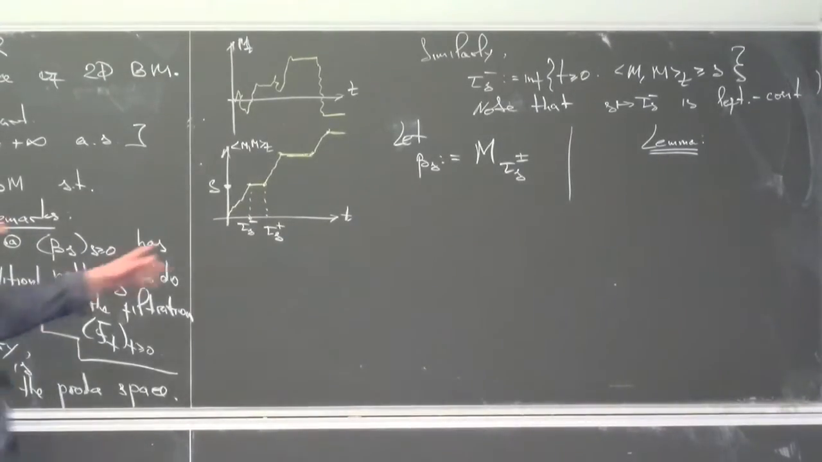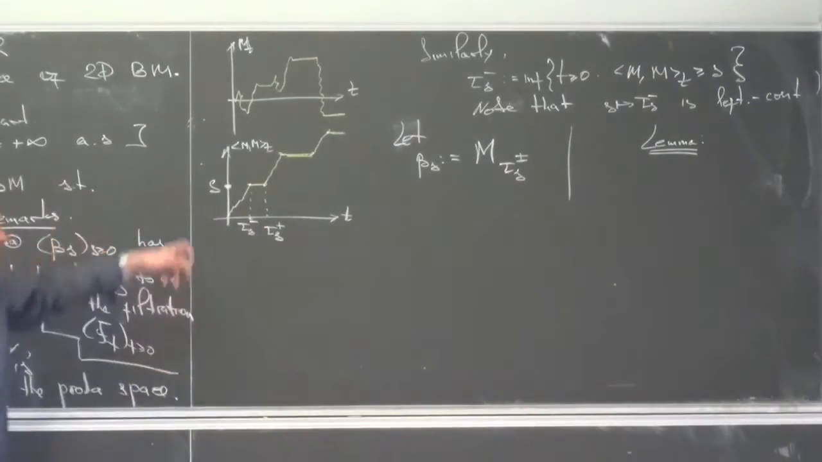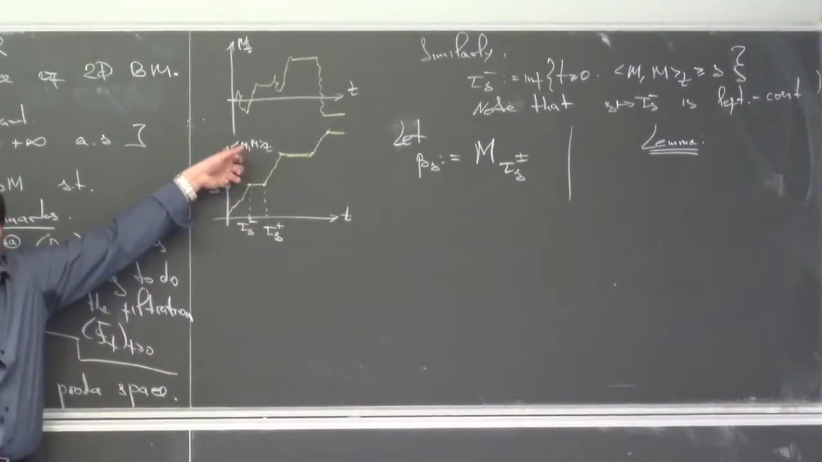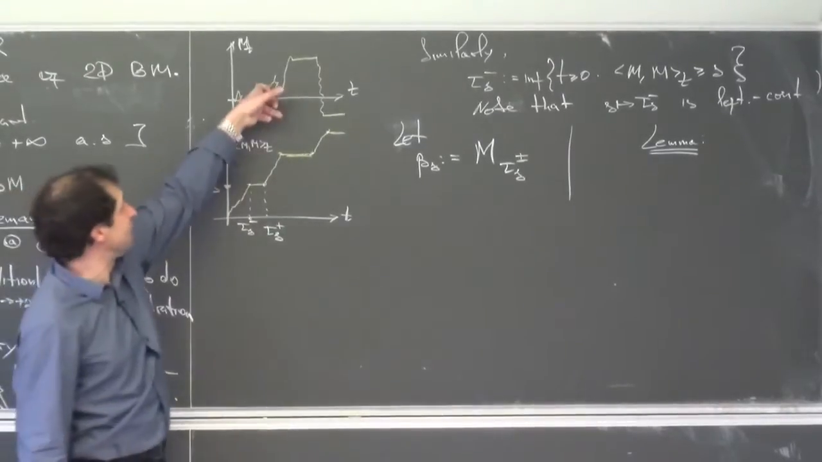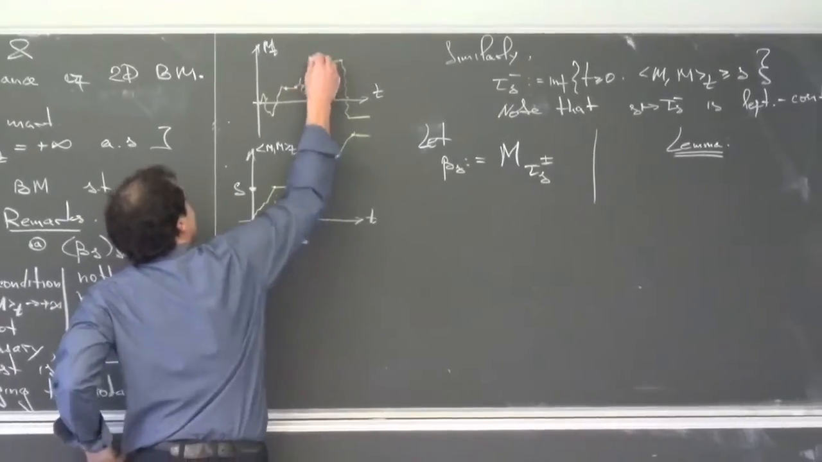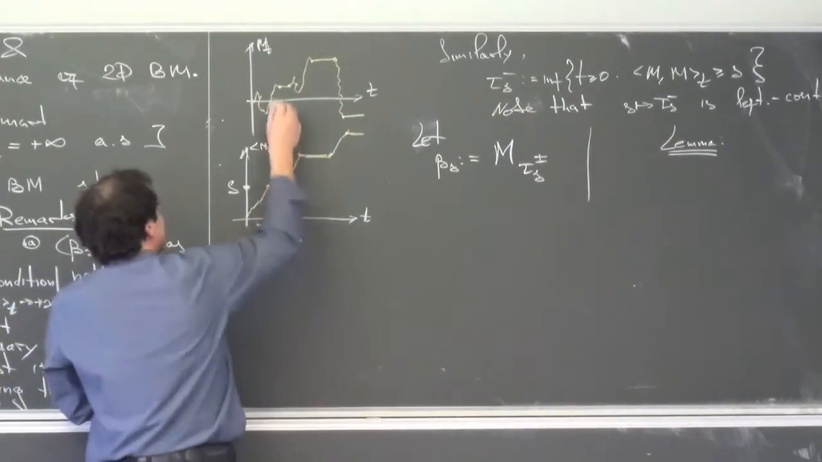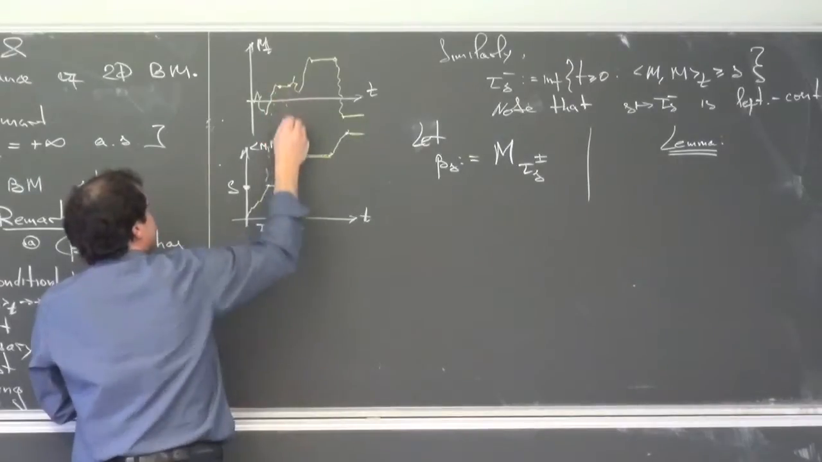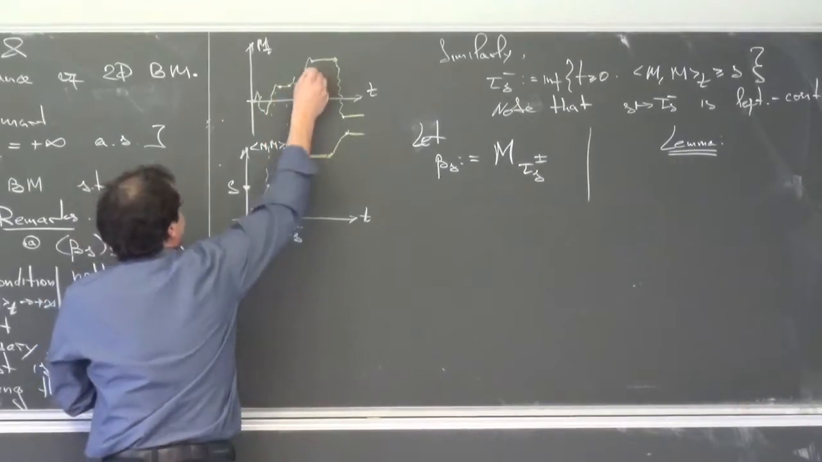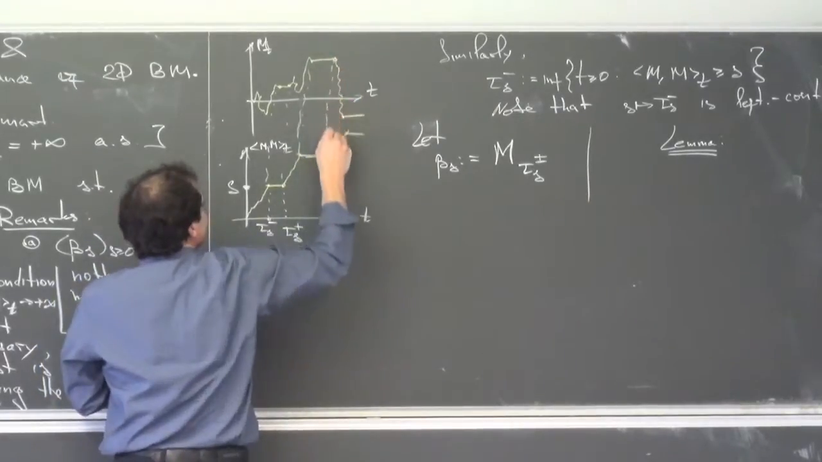I need some lemma here. I need to know that these two values are equal because they are defined through the quadratic variation. And what I'm claiming is that they are equal for M itself. Okay, you have an idea how it should be.